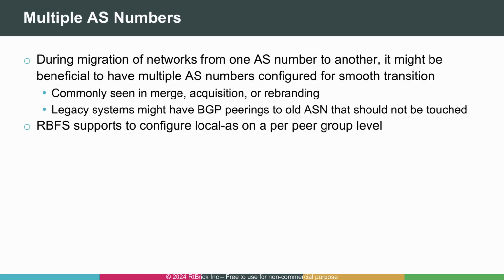This is common when migrating networks from one AS to another, merging multiple autonomous systems into one, handling acquisitions, or even rebranding. It's especially useful when legacy routers are involved, where old AS numbers shouldn't be touched. RBFS lets you configure a secondary AS number at the peer group level. This allows the router to appear as part of a secondary autonomous system to external peers. However, this must be done carefully, as misconfigurations can lead to routing loops.